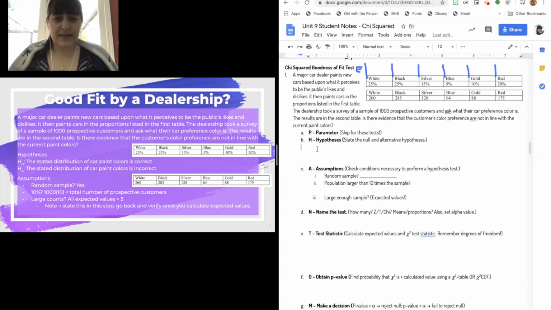Okay, so for your hypotheses, you have H0, which here is that you just say the stated distribution of insert context here is correct. So we would say the stated distribution of car paint colors is correct, or you could say accurate. You could go through and list each one, but that's an epic pain, so you might as well just write the simple hypothesis.